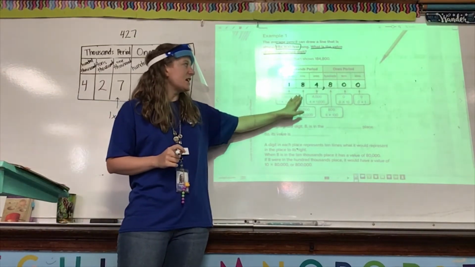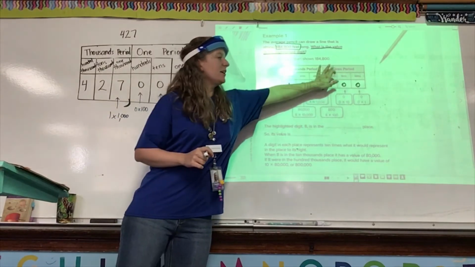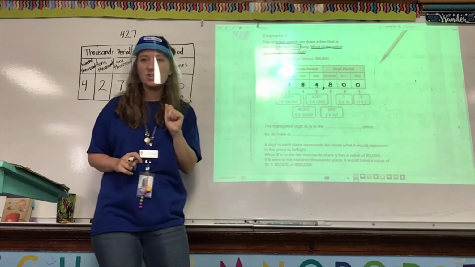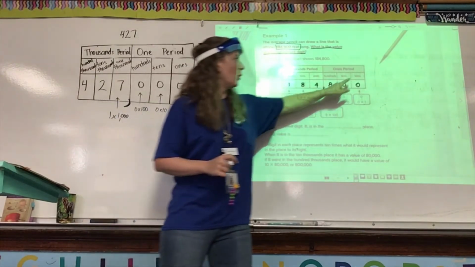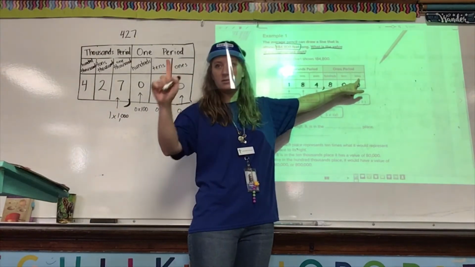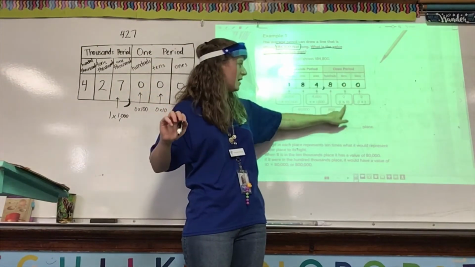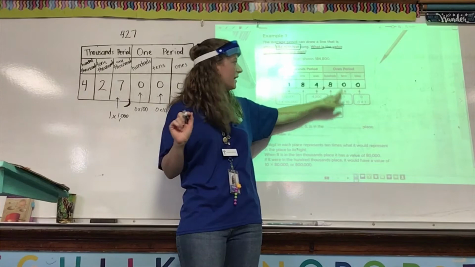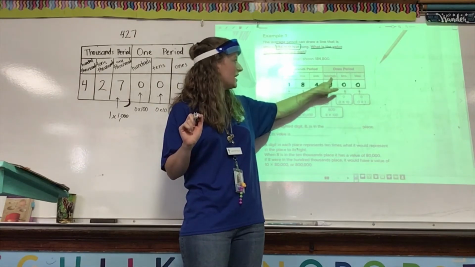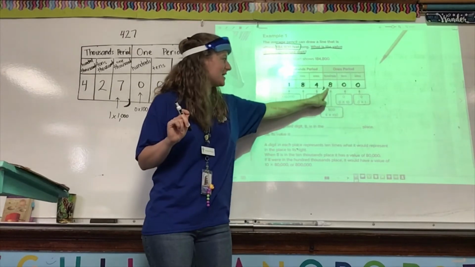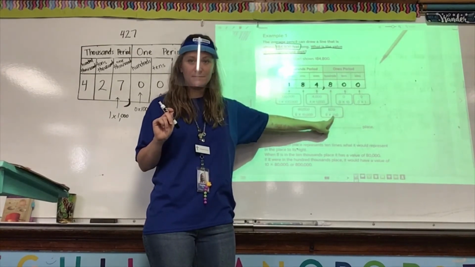Now when we look at this, we have our thousands period and our ones period. We have a ones, tens, and hundreds place in each period. The ones in the ones period is worth 1. The tens in the tens period is worth that number times 10. The digit in the hundreds in the ones period is that digit times 100.